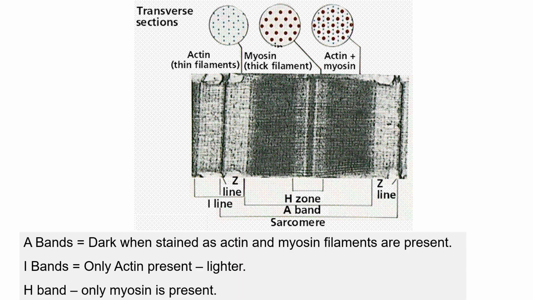So again, A bands are dark when stained, as both actin and myosin are present. The I band is where you only have actin present, so it's lighter, and the H band is sort of in the middle because you only have myosin present.